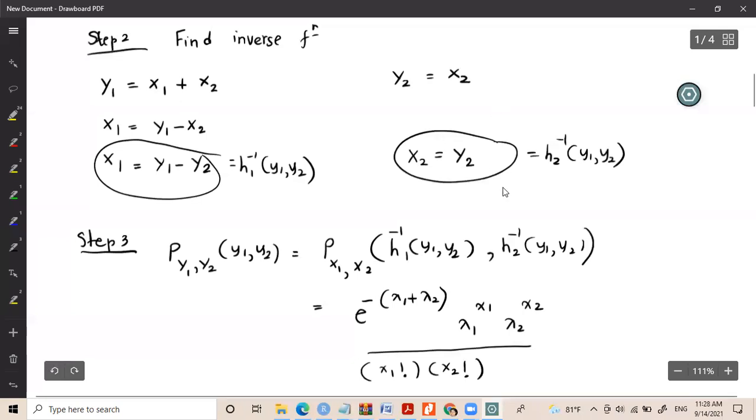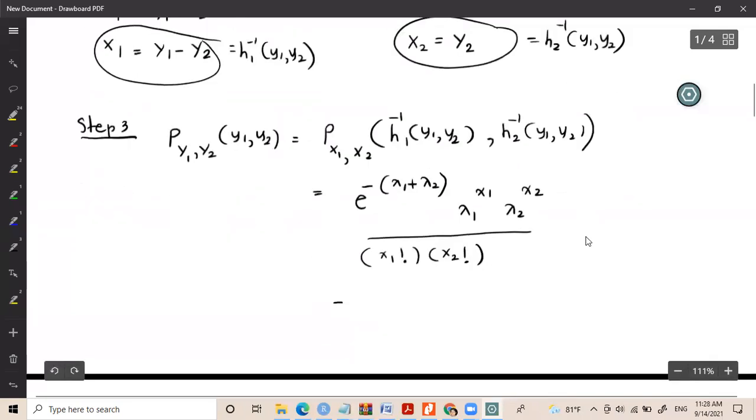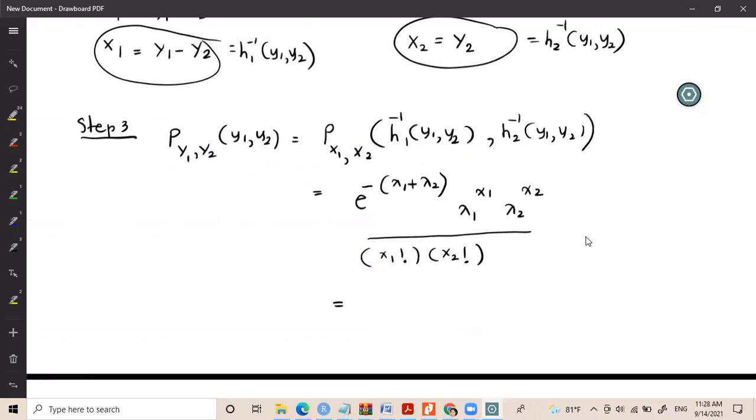Right? So what are we going to do now? Instead of X1, you have to replace it with Y1 minus Y2. And instead of X2, you have to replace it with Y2. So shall we do that? E to the negative lambda 1 plus lambda 2 as it is.